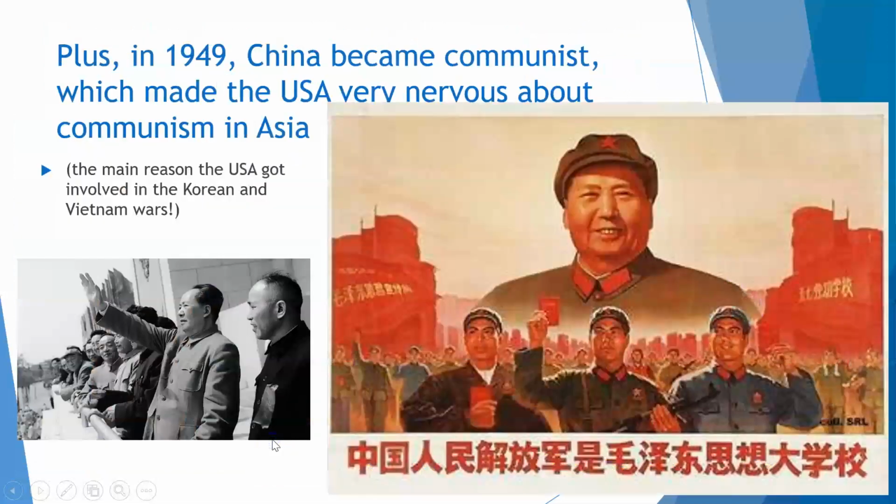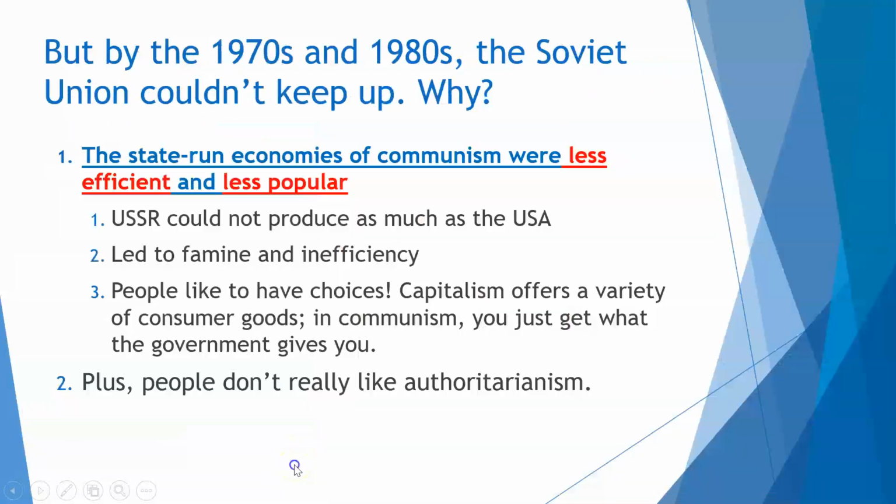Plus, in 1949, China became communist, which made the U.S. really nervous about communism in Asia. One of the reasons that the U.S. got involved in the Korean and Vietnam Wars. Actually, it's the main reason. And then here we have Chairman Mao smiling above the people in China's own powerful propaganda.